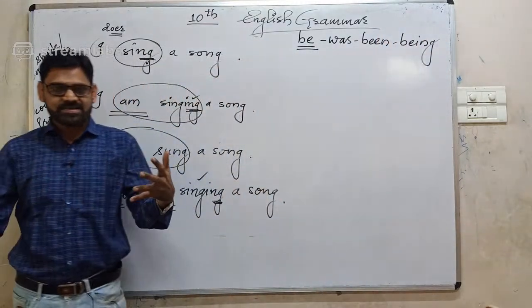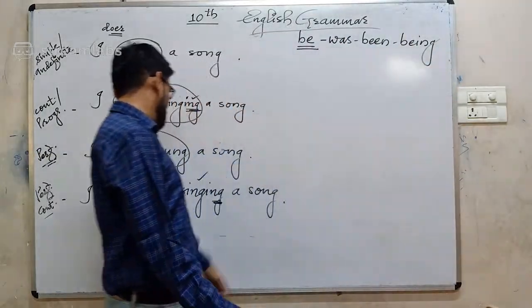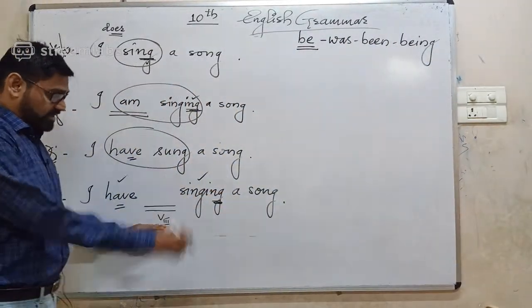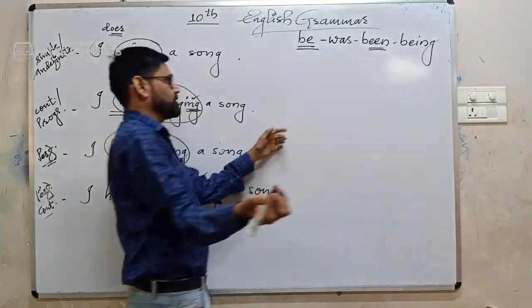Remember. Now, what is the problem? It's V1, V2, V3, V4. We have a problem with V3. We need V3. V3 chahiye. Okay. Use V3.